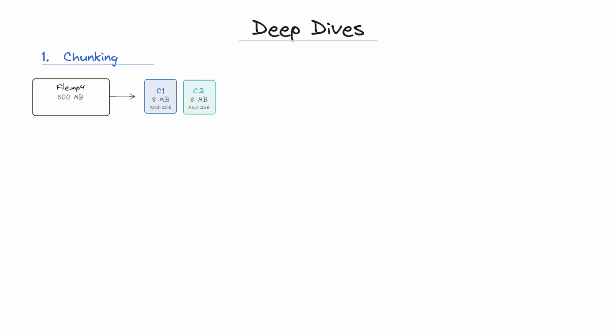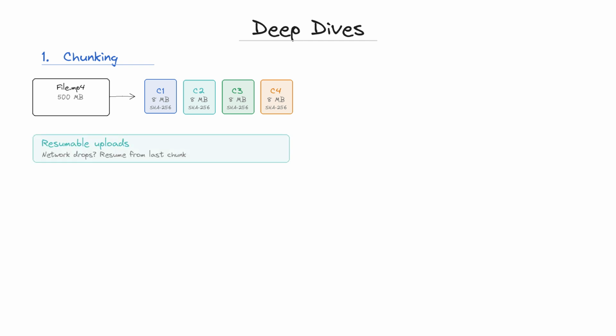Why does this matter? Resumable uploads. If your network drops halfway through a 2 gigabyte file upload, you don't start over. You resume from the last successful chunk. Without chunking, a bad connection makes large uploads nearly impossible.